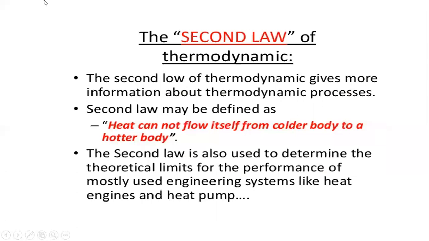The second law of thermodynamics. The second law of thermodynamics gives more information about thermodynamic process. It states that heat cannot flow by itself from a colder body to a hotter one. The second law is also used to determine the theoretical limits for the performance of commonly used engineering systems like heat engines and heat pumps. If you want the transfer of heat from a cold body to a hot one, we have to do some work. It can't flow by itself.